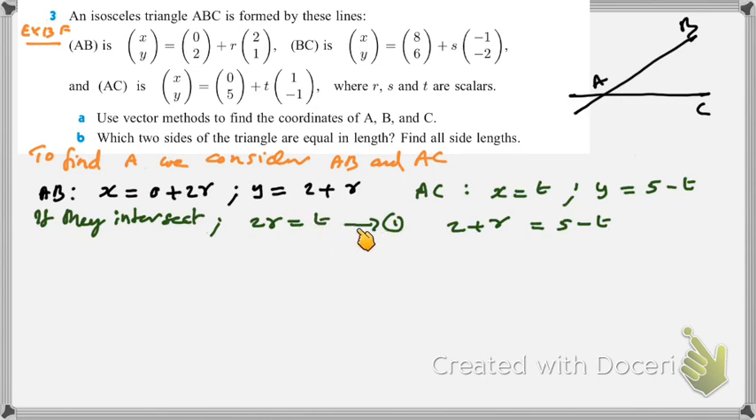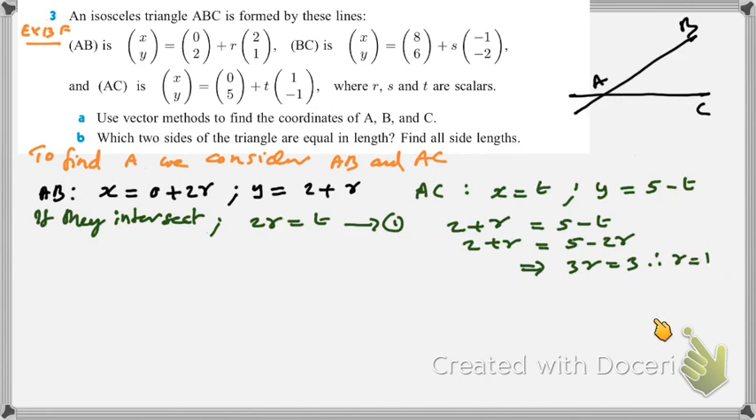What I'm going to do is, in equation number 1, I know that t is equal to 2r. So I'm going to replace this t by 2r in the second equation. So 2 plus r is equal to 5 minus t, t is 2r. Then I try to solve for r, bring all the r's together. So r plus 2r is 3r, and 2 goes to the other side. So 5 minus 2 is 3. So 3r is equal to 3, therefore r is equal to 1.